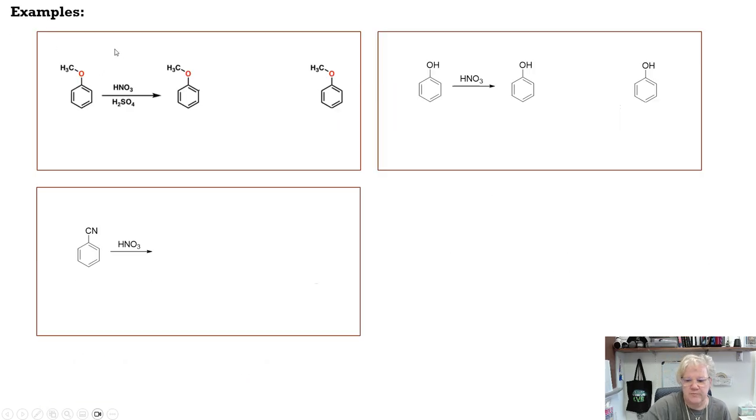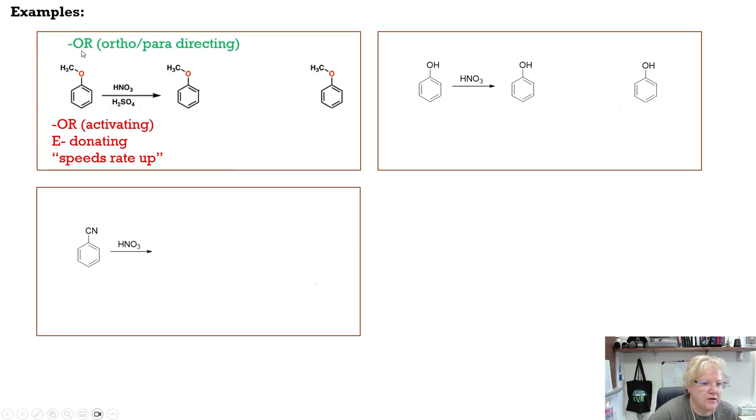Let's go through some examples real quick. What are these reagents doing? They're putting a nitro group on our ring. So this is our ether, and this is activating. So it must be electron donating, which means it will speed up our rate. If you look at your list, ethers are ortho-para directors. So we're going to get ortho, we're going to get para. Will we get some meta? Yes, a little bit, but not much. This is an ortho-para director. How about an alcohol group? We're just putting the nitro group on there.